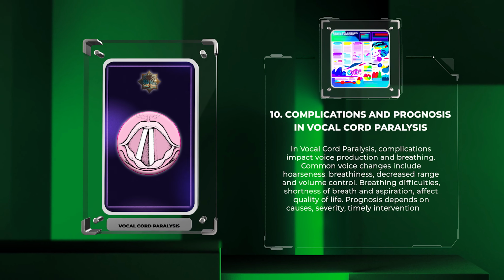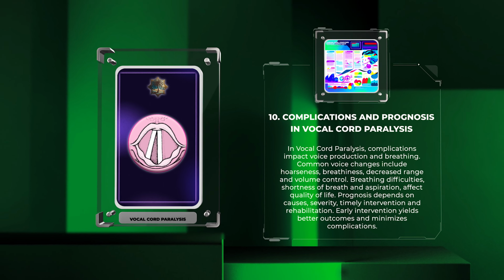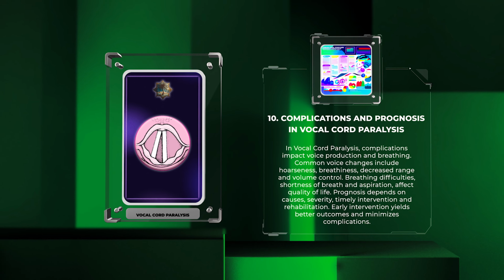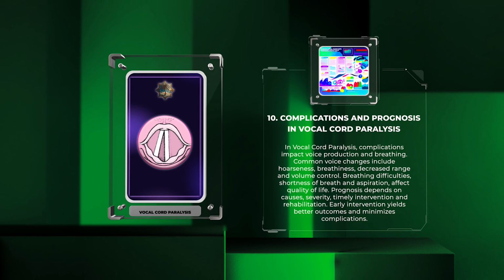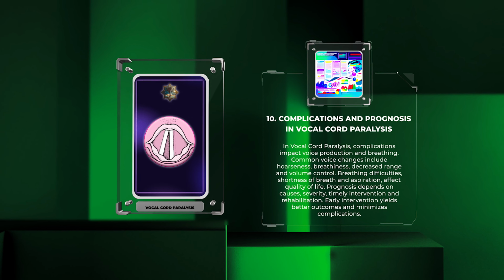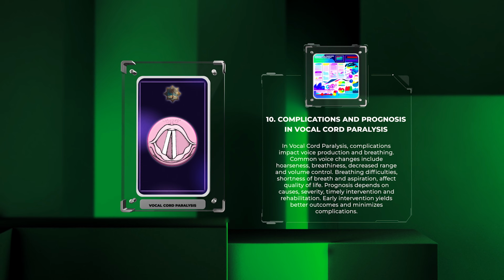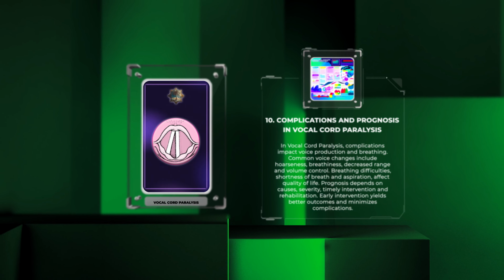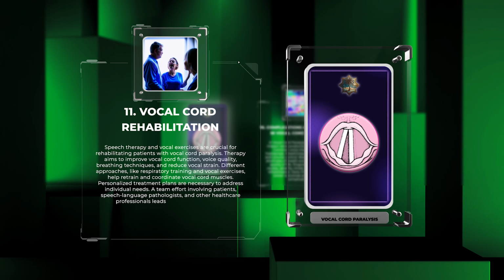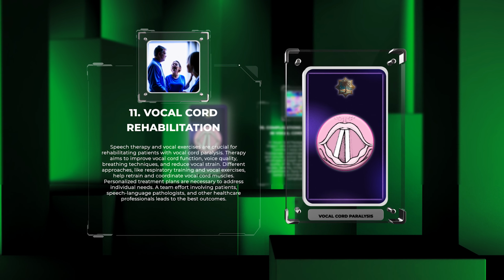Common voice changes include hoarseness, breathiness, decreased range and volume control. Breathing difficulties, shortness of breath and aspiration, affect quality of life. Prognosis depends on causes, severity, timely intervention and rehabilitation. Early intervention yields better outcomes and minimizes complications. Speech therapy and vocal exercises are crucial for rehabilitating patients with vocal cord paralysis.